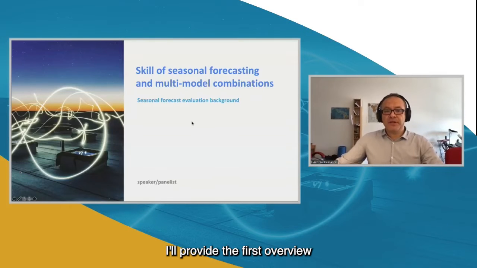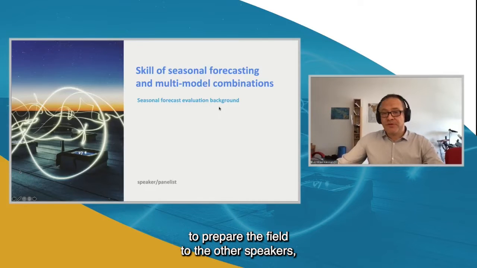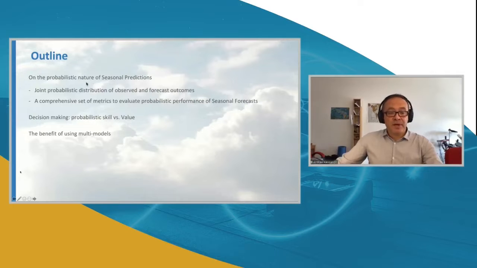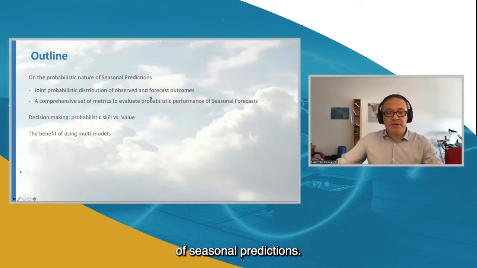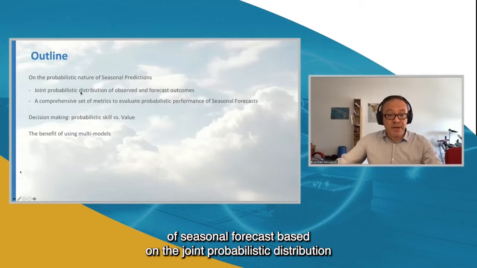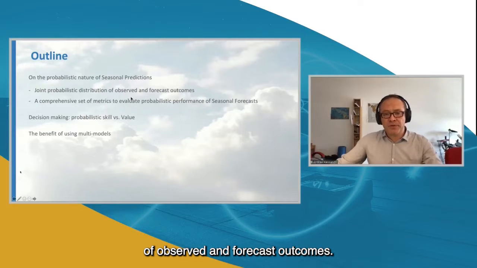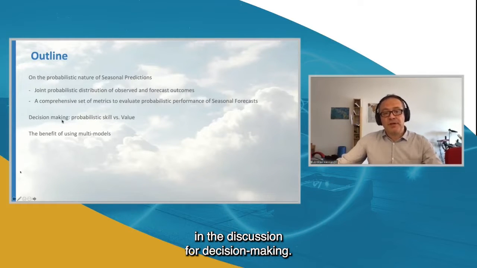I will provide the first overview on the seasonal forecast evaluation, a background to also prepare the field for the other speakers, Christian and Franco. I will give a brief introduction on the probabilistic nature of a seasonal prediction and describe a set of metrics to evaluate probabilistic performance of seasonal forecasts based on the joint probabilistic distribution of observed and forecast outcomes. Then I will also try to include economic value in the discussion for decision making.